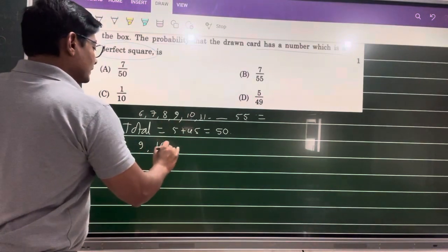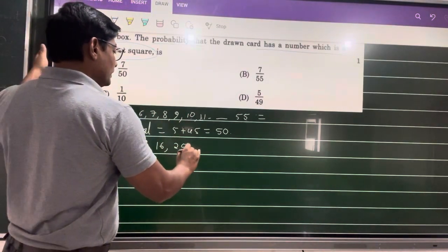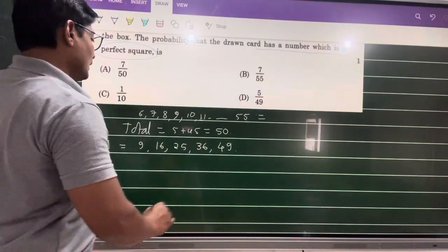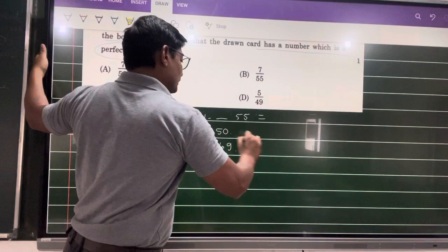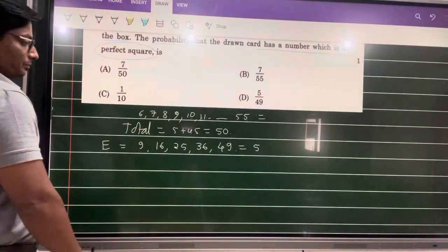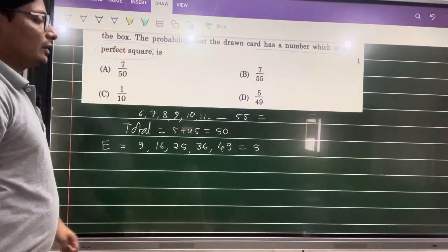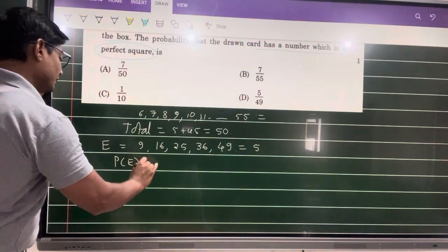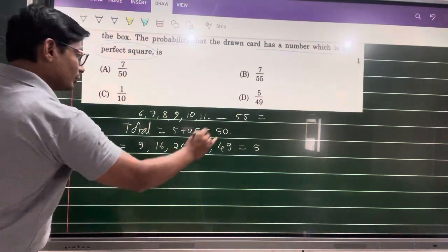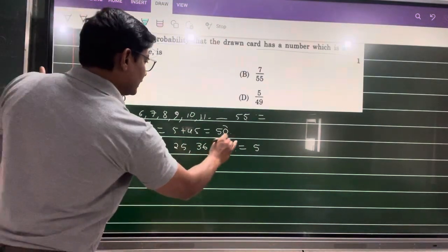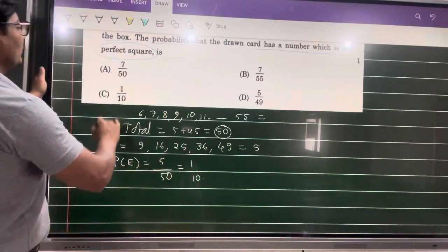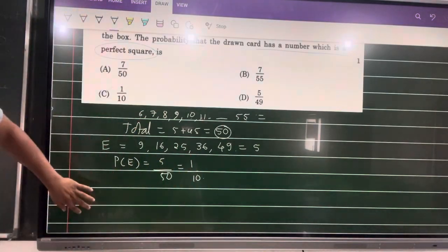After that we are going to get 16, then 25, then 36 and then 49. So these are the five perfect squares that we will get between these cards in that range. So therefore there are a total of 5. So the probability of the favorable event is 5 upon total outcomes, how many? 50. So 5 upon 50 which is 1 by 10. So 1 by 10 is option number C.